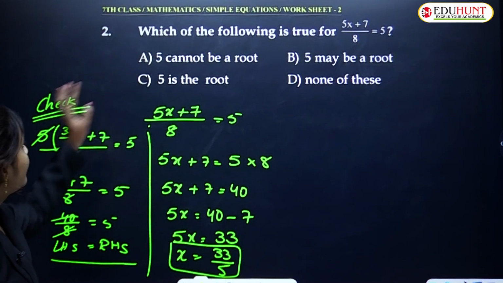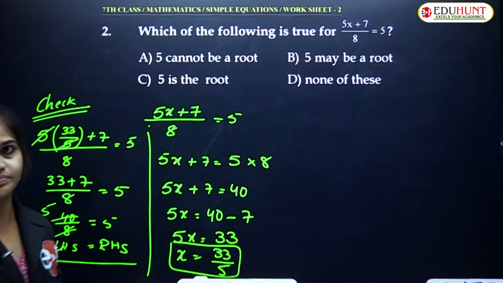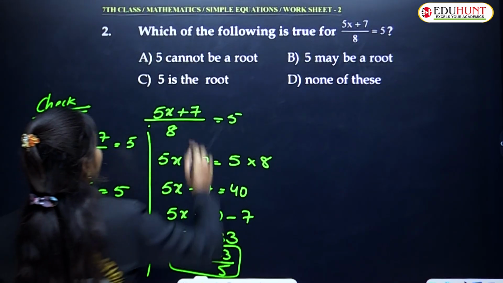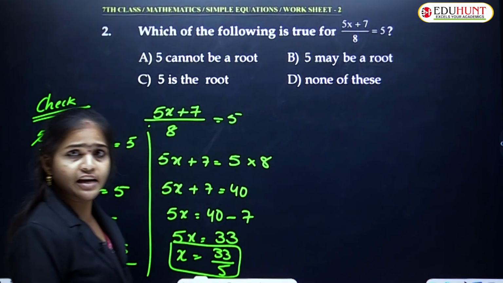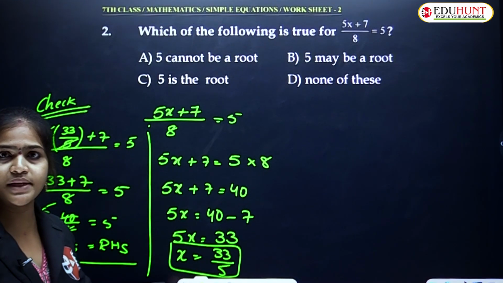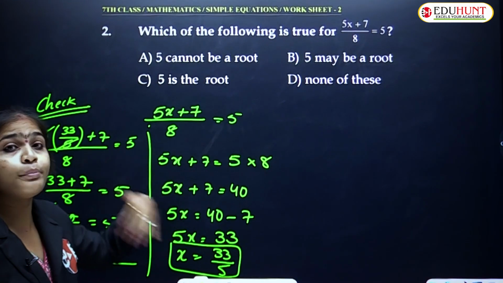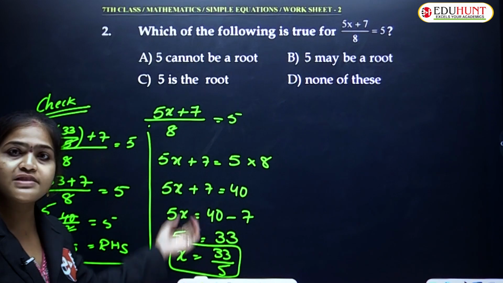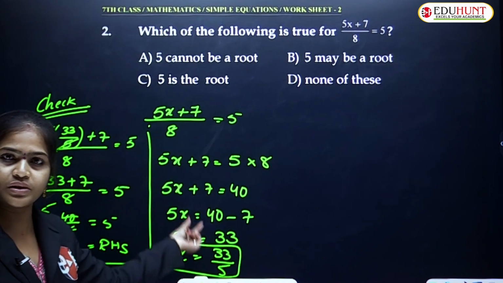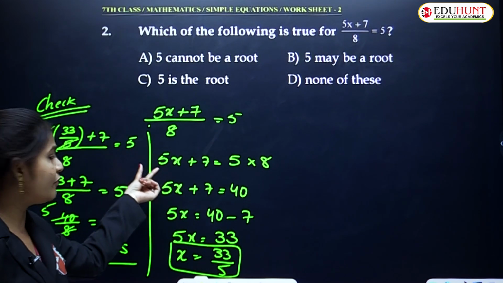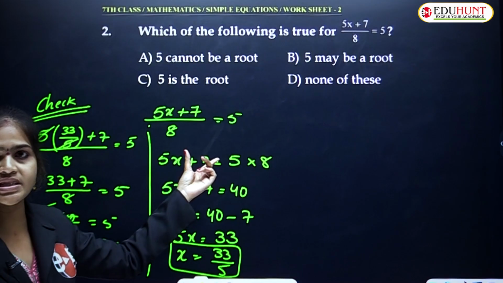Now see that, 5 cannot be a root. Okay, the first one is 5 cannot be a root. Yes, of course, 5 is not the root of this one. Okay, 5 may be a root? Is there any chance to get 5 as a root of this equation? For this type of equation, this is a linear equation also, no?